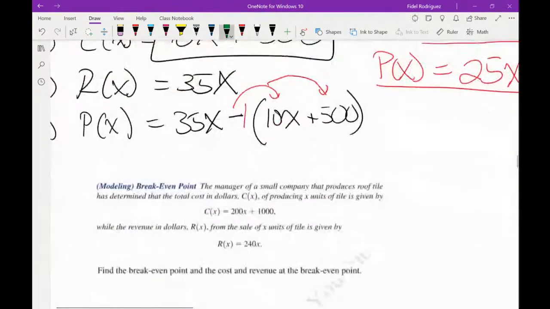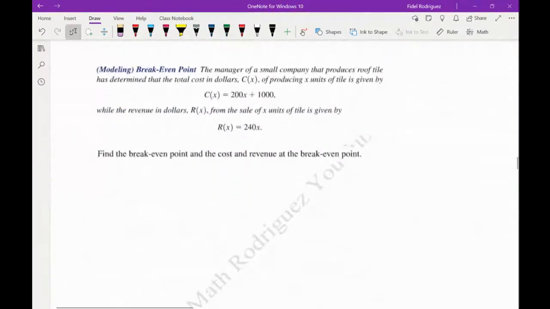All right, so guys, I got one last problem here. Now let's take a look. It says modeling the break-even point. This is just like the problem we did. It says the manager of a small company that produces roof tile has determined that the cost in dollars C of x of producing x units of tile is given by, they gave us a cost equation. So in the problem before, we had to come up with the equation. They give us one here. That's nice of them. They give us the revenue equation. The problem we did before, we had to figure it out, but they give it to us here.